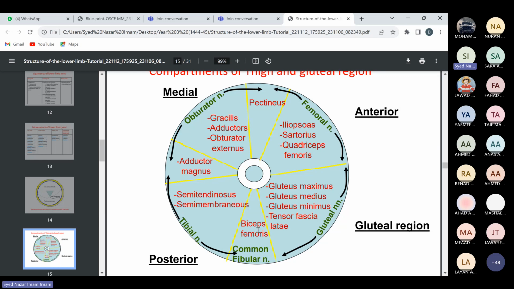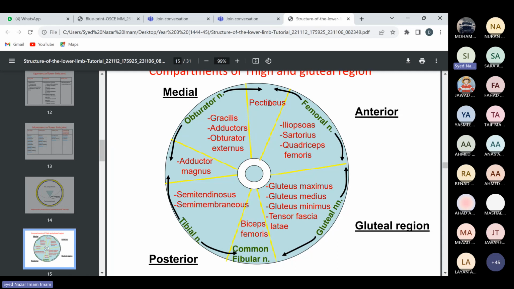Insertion: biceps femoris, I told you, is on the head of the fibula. Semitendinosus and semimembranosus are on the medial side. Semimembranosus is on the medial condyle, and semitendinosus is on the medial surface of the upper shaft of the tibia. Now, you can see we have mentioned these two muscles: one is the pectineus and one is the adductor magnus. Pectineus has its origin from the medial side and its insertion on the anterior side. So this muscle is in between the medial compartment and the anterior compartment.